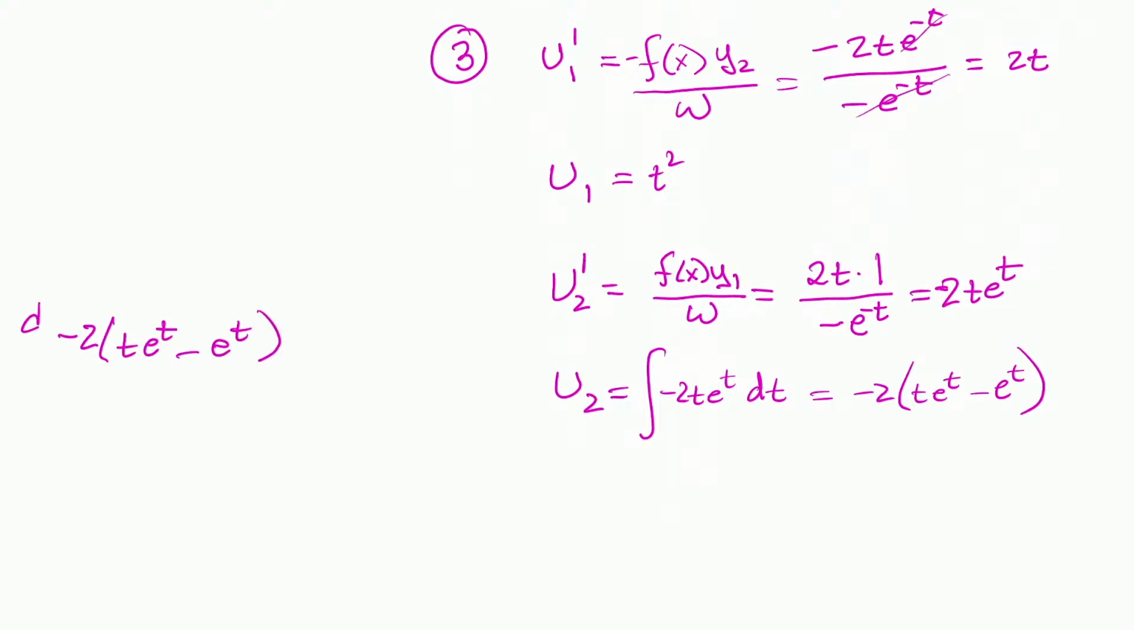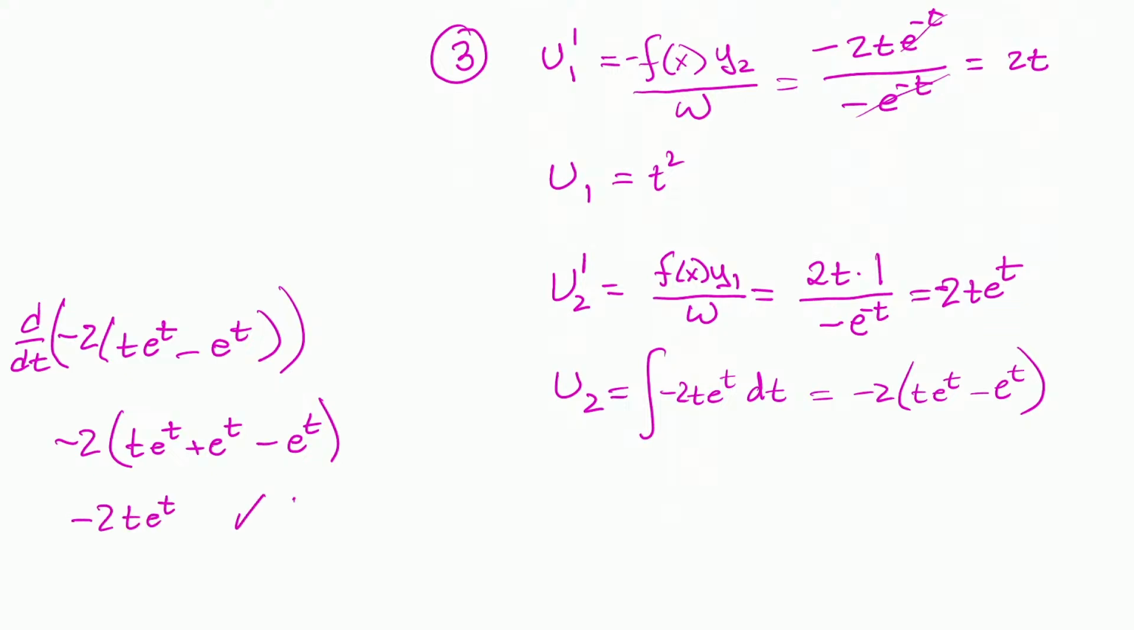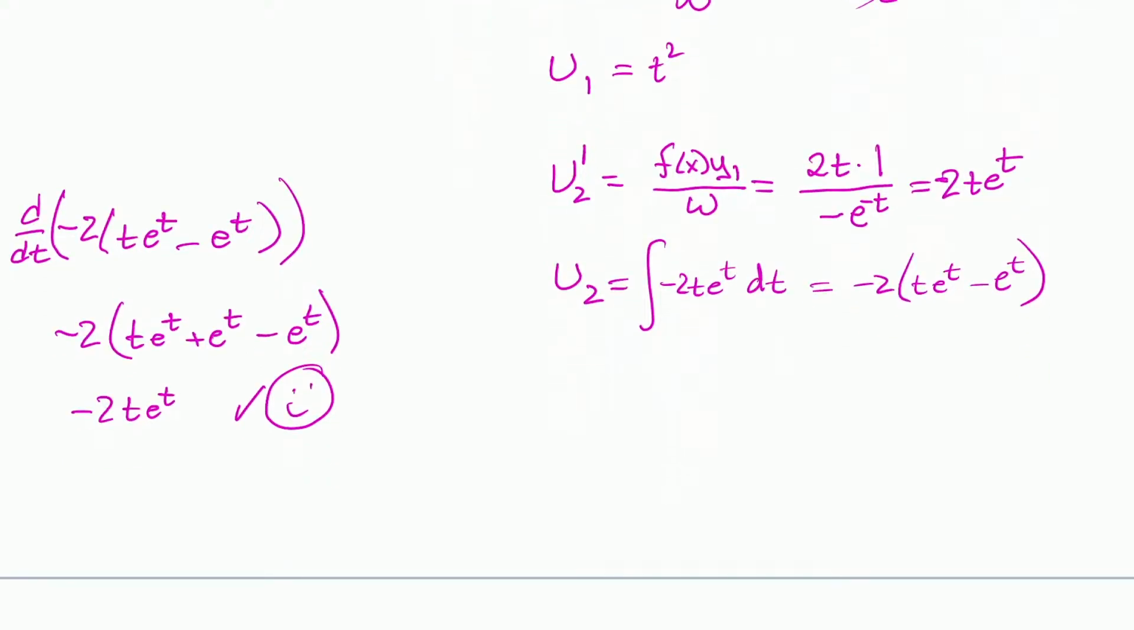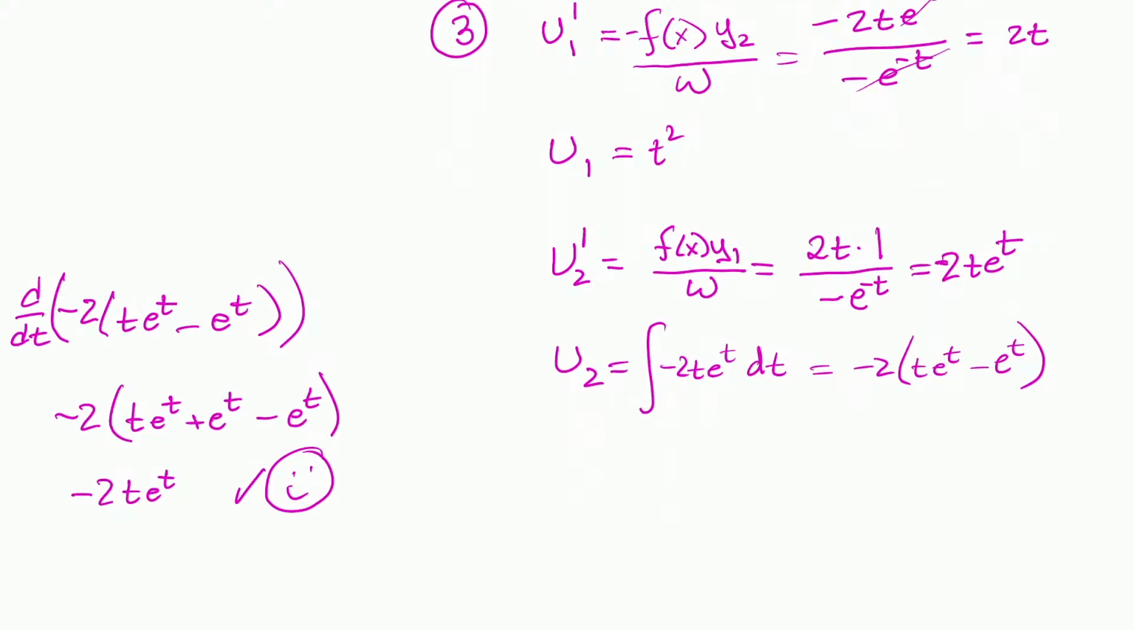Let's do the derivative. It's going to be negative 2 times t e to the t plus e to the t minus e to the t. And sure enough, e to the t. Check. Happy face. Okay, so you could do integration by parts if you want to, but we've done this so many times, you probably aren't going to be too surprised by that. Okay, so final step, that's number 3.